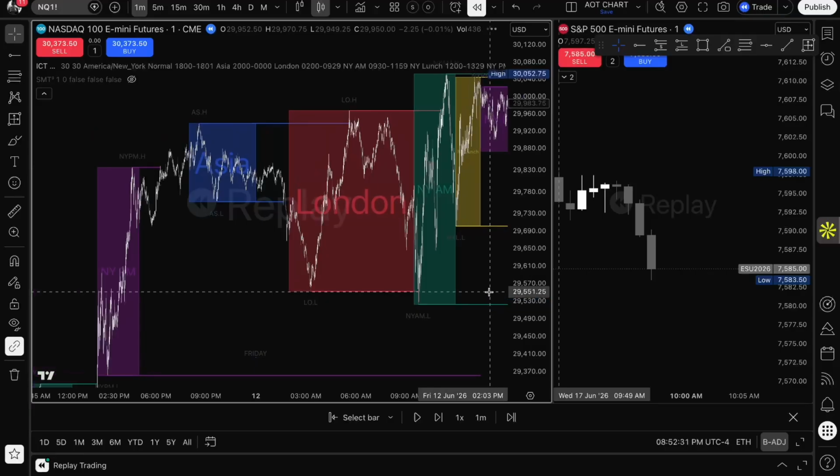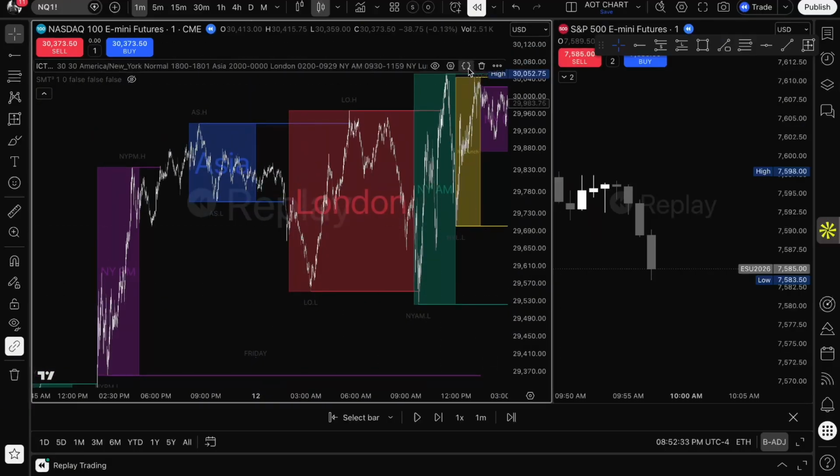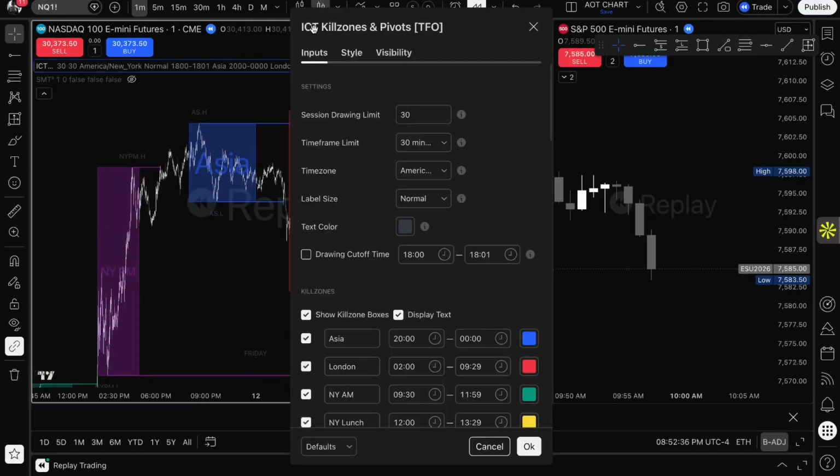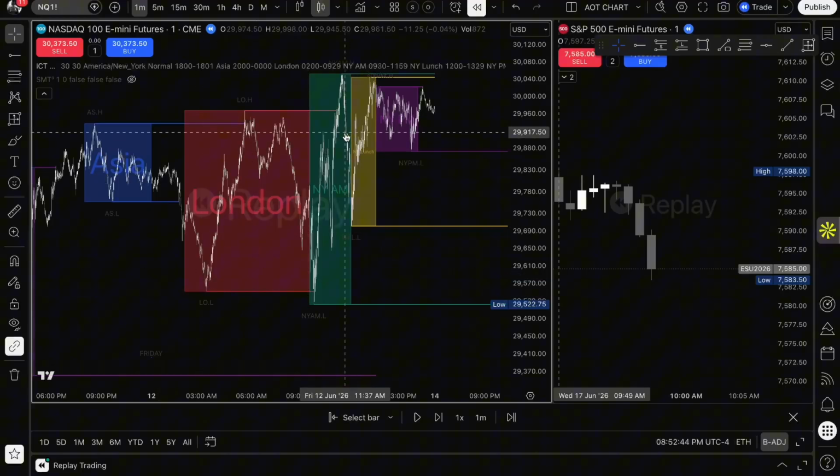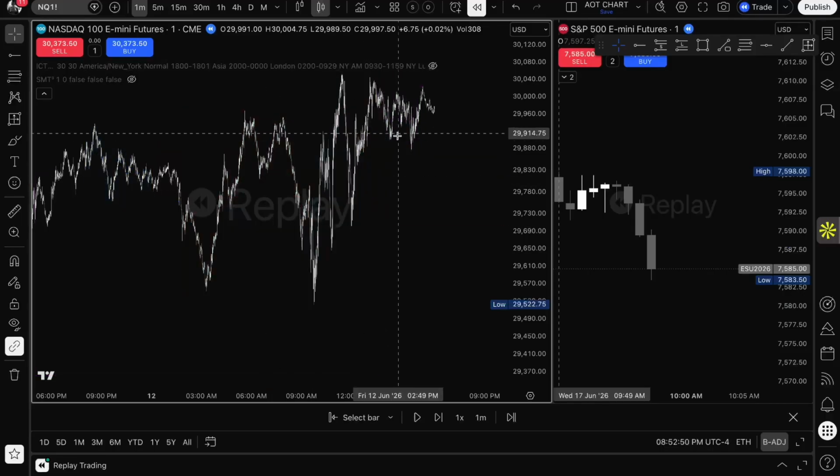So this indicator, if any of y'all want to use it, is called ICT kill zones and pivots. It basically just marks up the highs and the lows of the sessions, so that I'm able to see where the most liquidity is for the sessions and stuff like that.